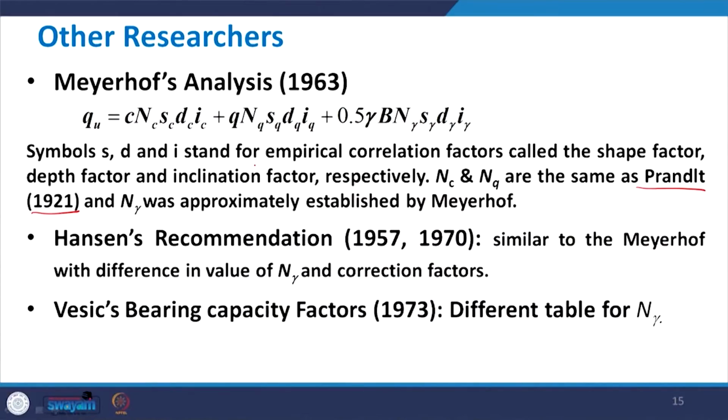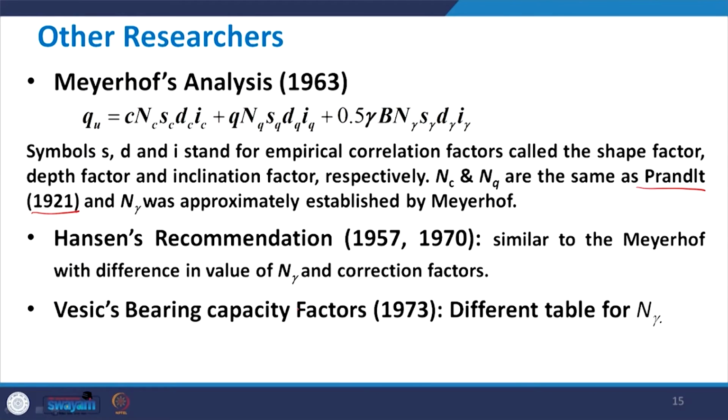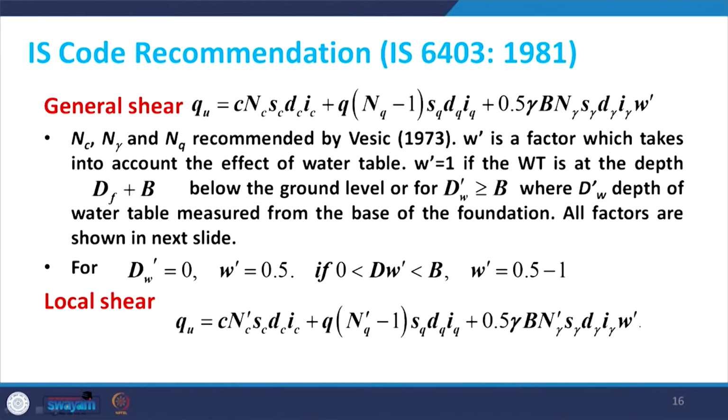So, we are not going to discuss that now, but similar things have been done in Indian standard codes also. Later we are going to discuss that in detail. Then Hansen in 1957 and 1970 also made recommendations, and Hansen's recommendation was similar to Meyerhof's with only a difference in the value of N gamma and the correction factors. So, N gamma is used differently. Then later in 1973, Vesic's bearing capacity factors came, which are also similar to Hansen's, but there was a different table to calculate the value of N gamma. So, this was the background before the Indian standard code was developed. Now, let us discuss the IS code recommendation. The IS code recommendation came after Terzaghi, Meyerhof, Hansen and Vesic's bearing capacity factors. So, let us see what is given in the IS code, and naturally we follow Indian standard codes to calculate the bearing capacity.